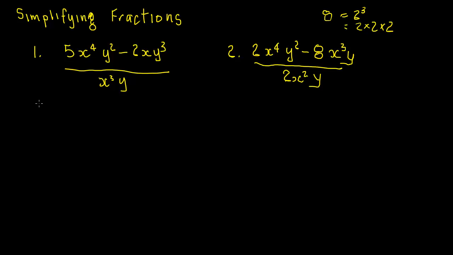Alright, let's have a look at simplifying fractions. Fractions that are in this form here. Just note that we have a common denominator for both of these terms on the top. So we could write them, if we wished, as 5x to the power of 4 y to the power of 2 over x cubed y minus 2x y to the power of 3 over x cubed y. But we've just kept them this way to simplify them.